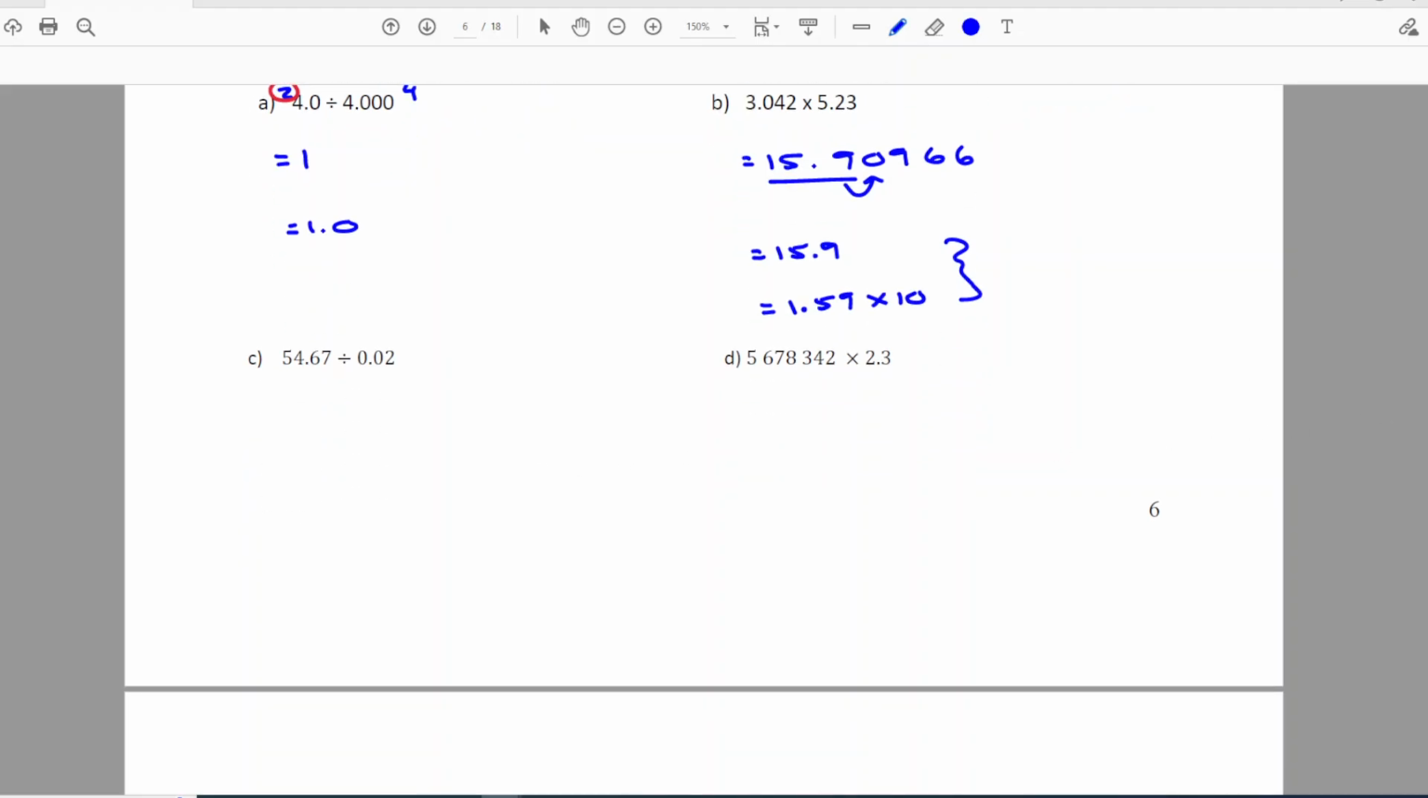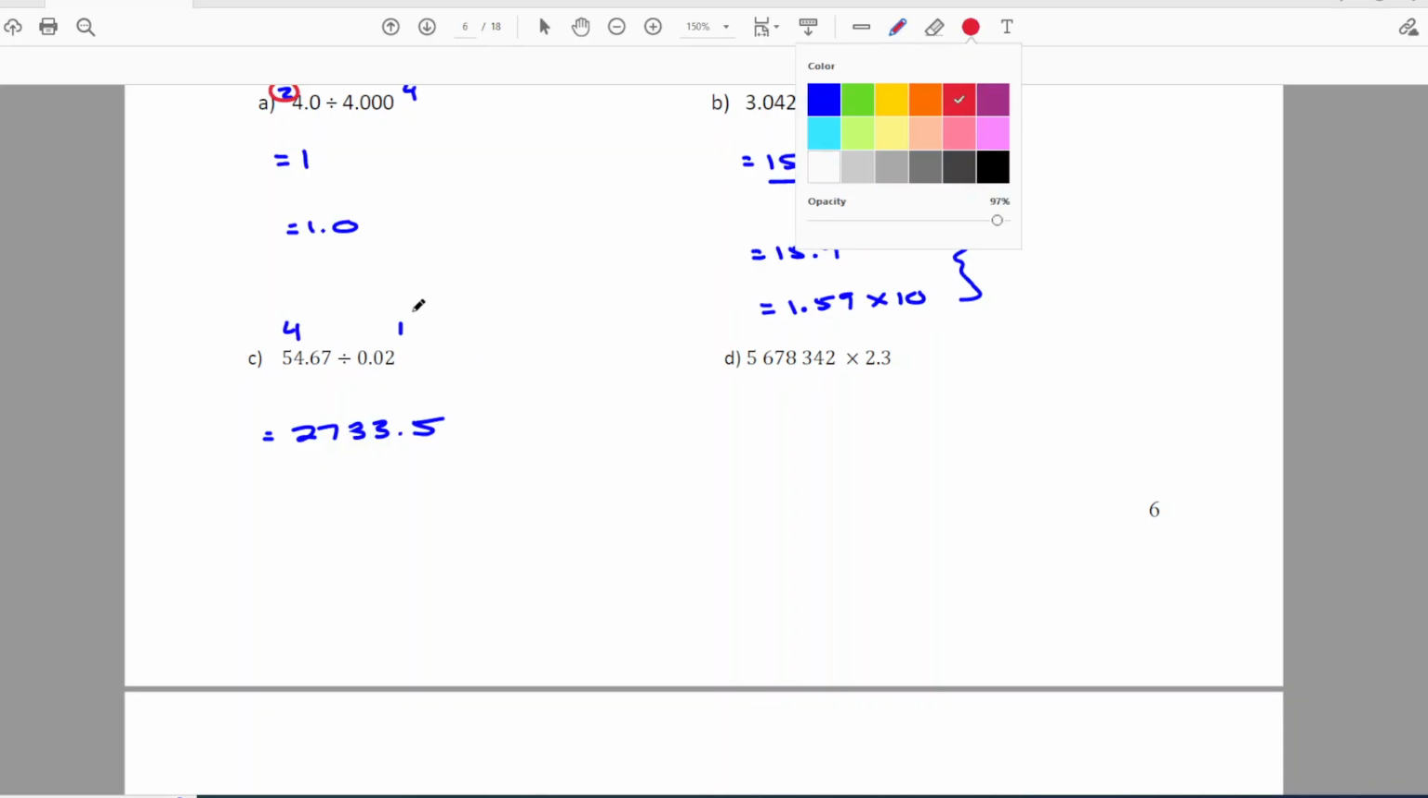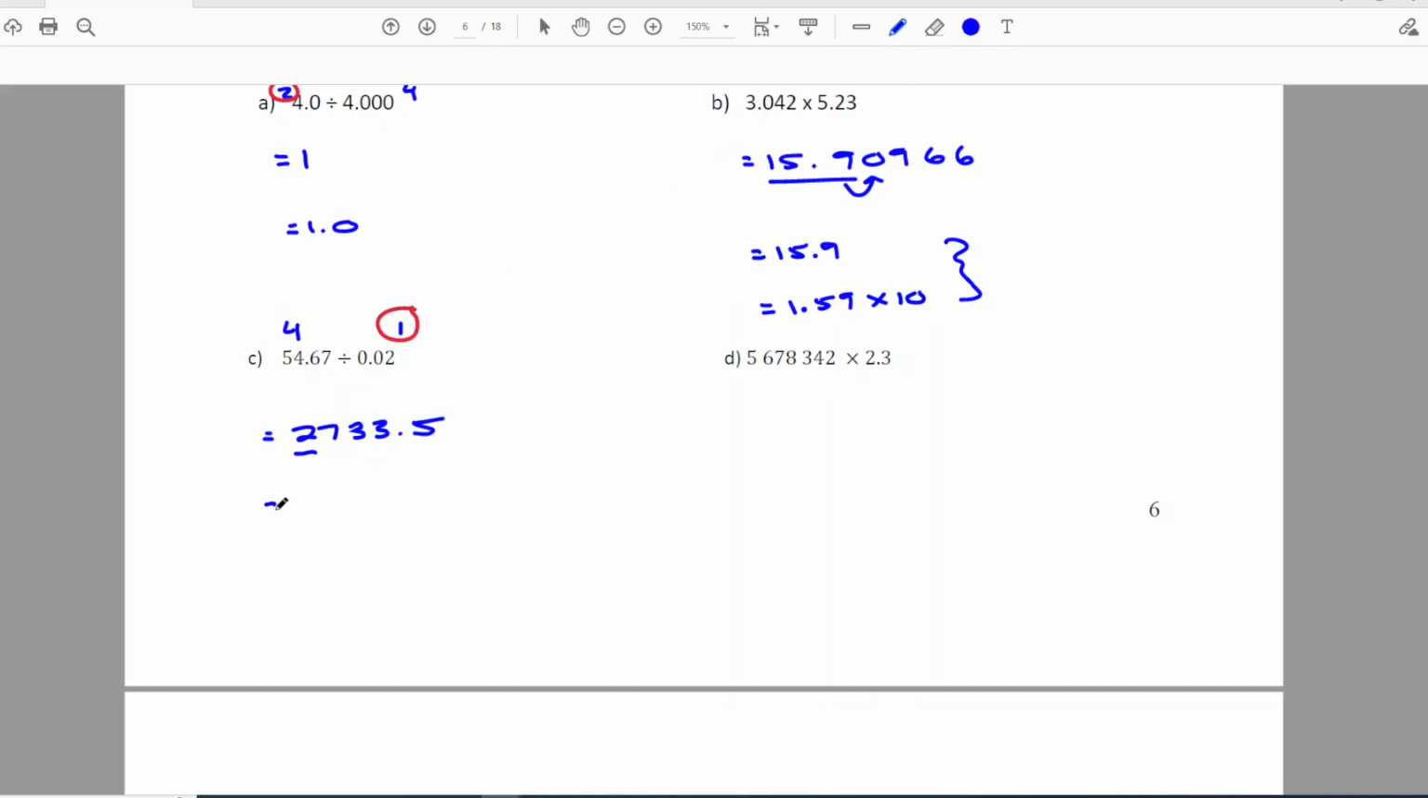C, we've got 54.67 divided by 0.02, which is going to give me 2,733.5. Then I've got 4 sig figs divided by 1 sig fig, which means I'm limited by the 1 sig fig. So I'm going to round this to 3,000, right? Now this is one of those that might be nice to write in scientific notation. So if I have 1 sig fig, the 2 rounds to a 3, and then I put times 10 to the 1, 2, 3. Okay, either of those is a great 1 sig fig answer.